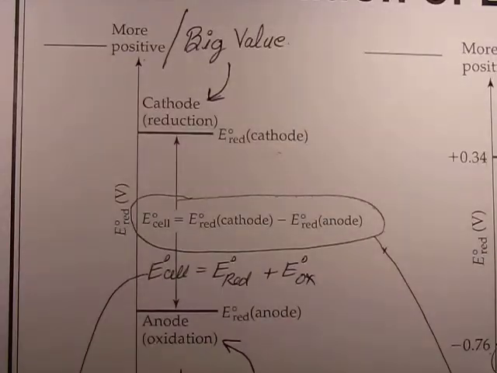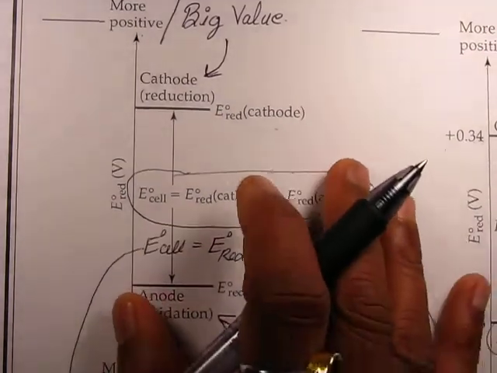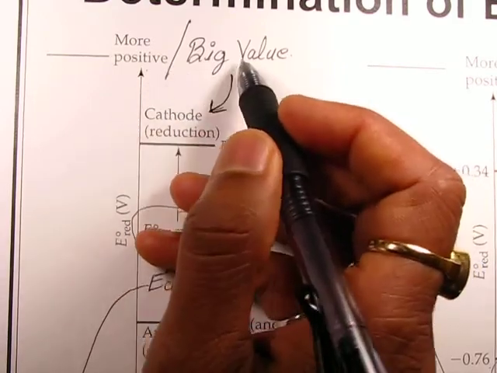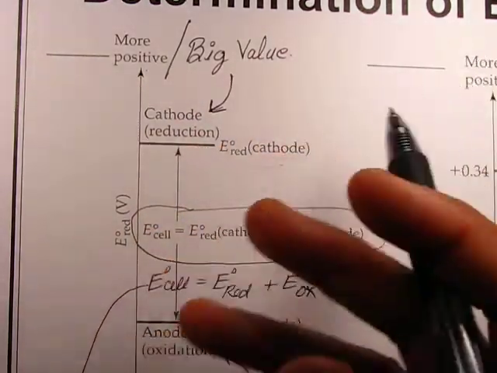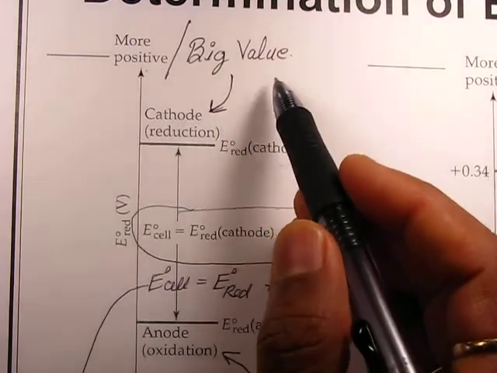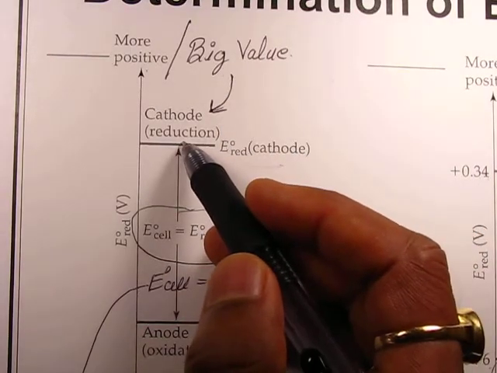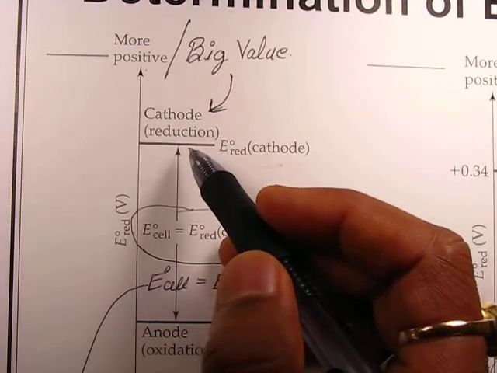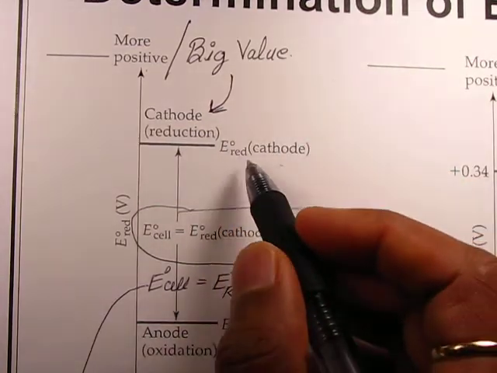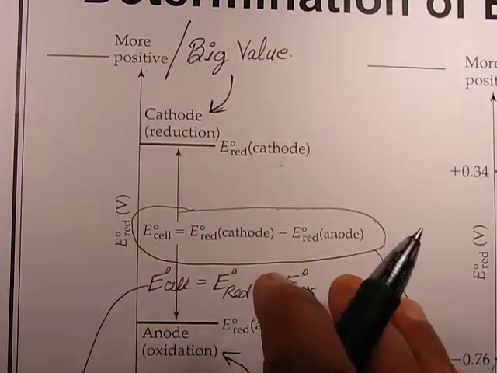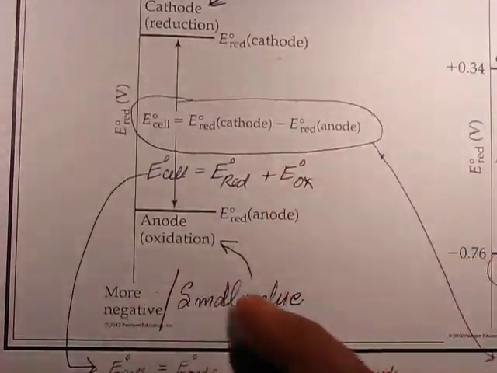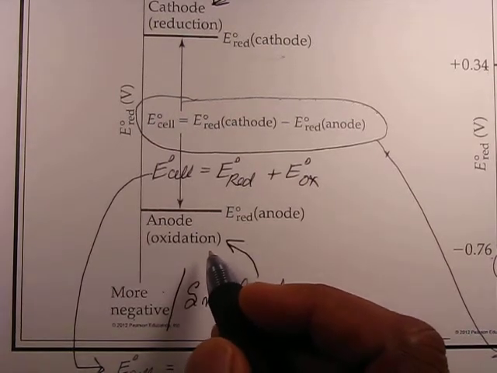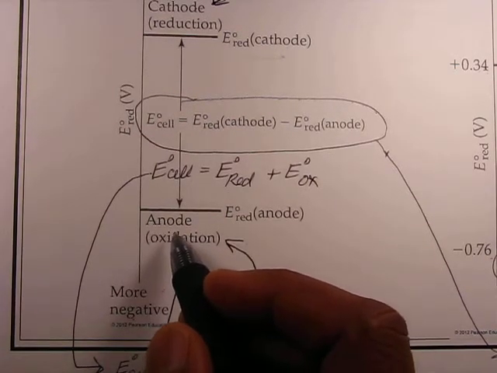So, we will follow this rule: if we are comparing two positive or two negative values, then the bigger value will become the cathode, where reduction will happen on the bigger value of reduction potential. The more negative or smaller value is where the oxidation will happen, and that electrode will become the anode.